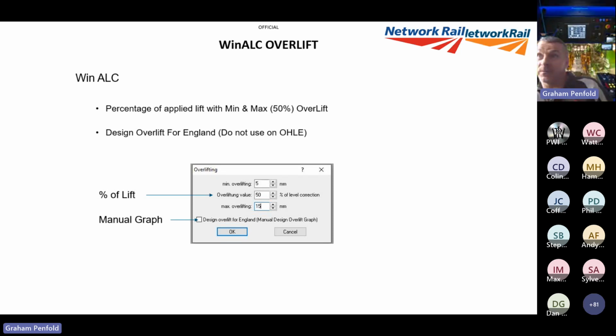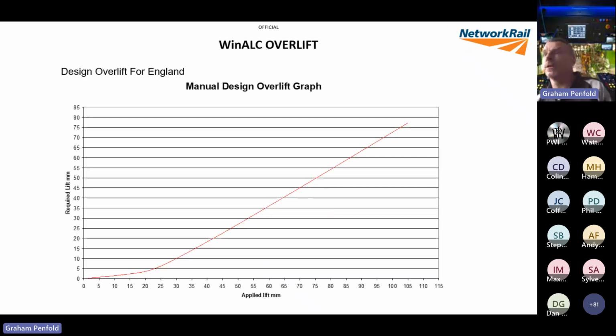And you would be at 37.5 mil, not a massive lift, to account for settlement, quite similar to some of the equations we've been doing. And you can put a min and max overlifting value, as you can see in there, or you can use the manual graph. So you click the little box there, and you would use something called design overlift. Now, this goes back to a graph, and I think Stephen alluded to this during the introduction.